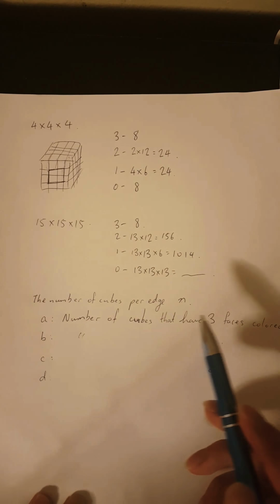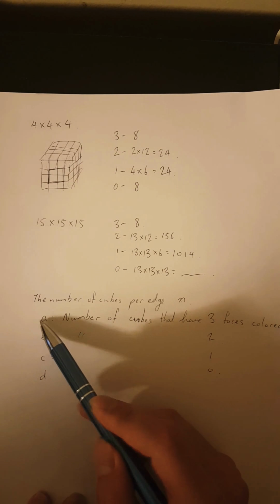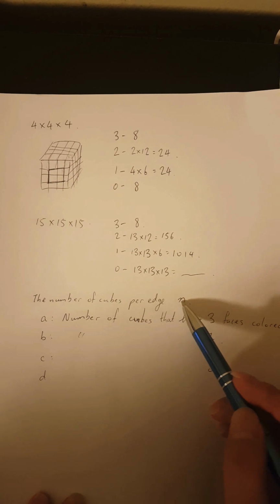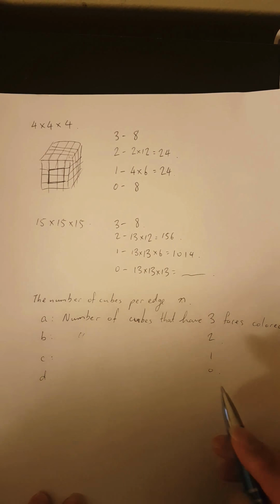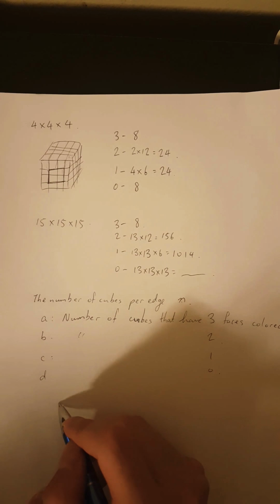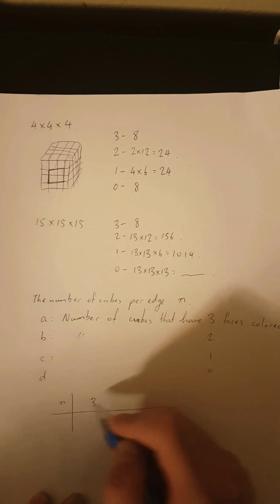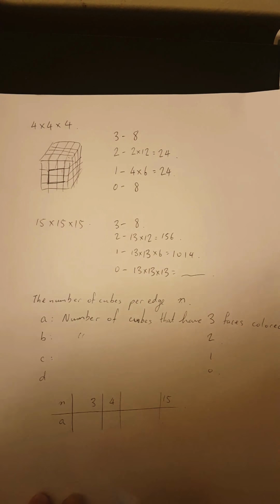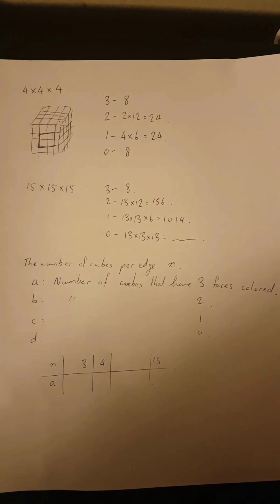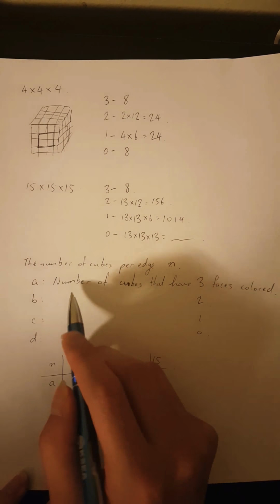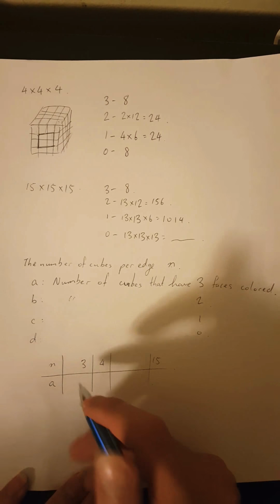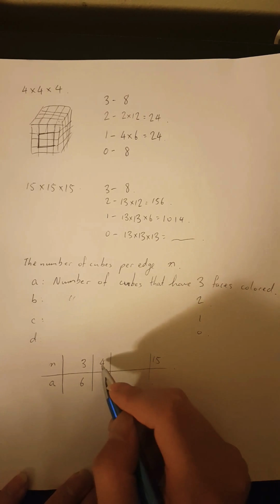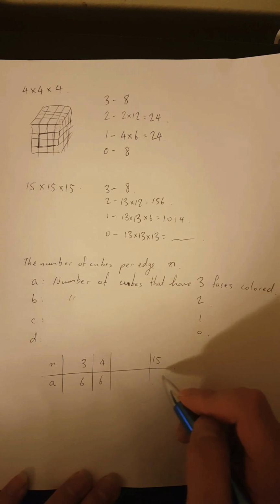There are technically 4 questions. Are N and A in a linear relationship? Are N and B in a linear relationship? And then all the way down to, are N and D in a linear relationship? Let's have a look. We looked at 3, 4, and 15. Let's look at A, the number of cubes that have 3 faces colored. When n is 3, A equals 6. When n equals 4, A equals 6. And when n equals 15, A equals 6.